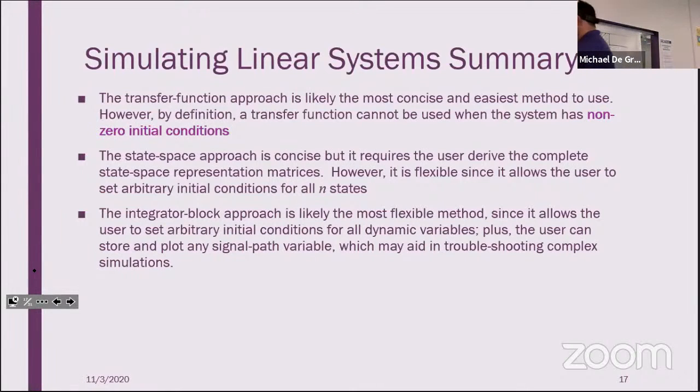State space is still concise, but requires us to do a lot more legwork, right? We have to develop a full state space representation, right? It's flexible in that it allows us to set arbitrary initial conditions for all of our states, right? So we showed a single input, single output, right? What if we wanted to set multiple initial conditions? We had a huge system where we wanted to set initial conditions for currents or voltages and mechanical properties.